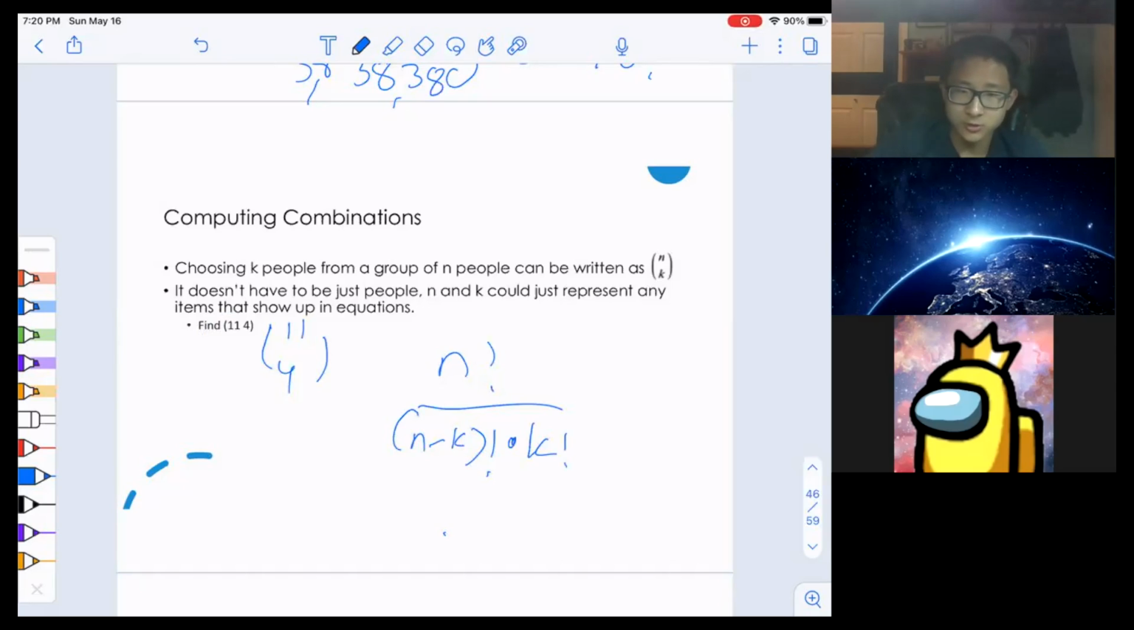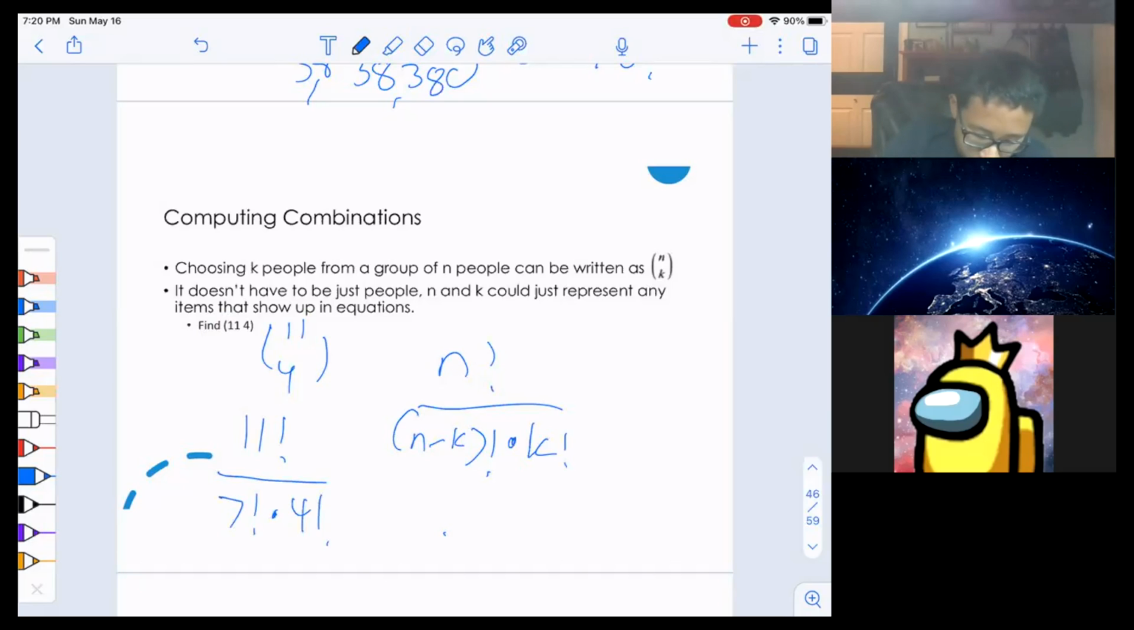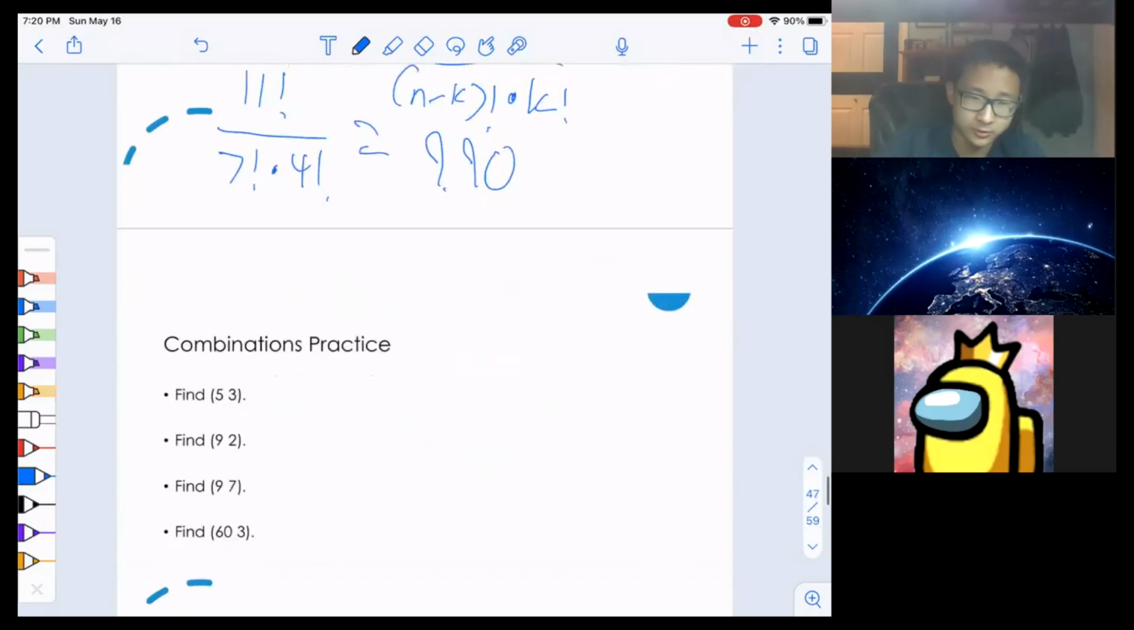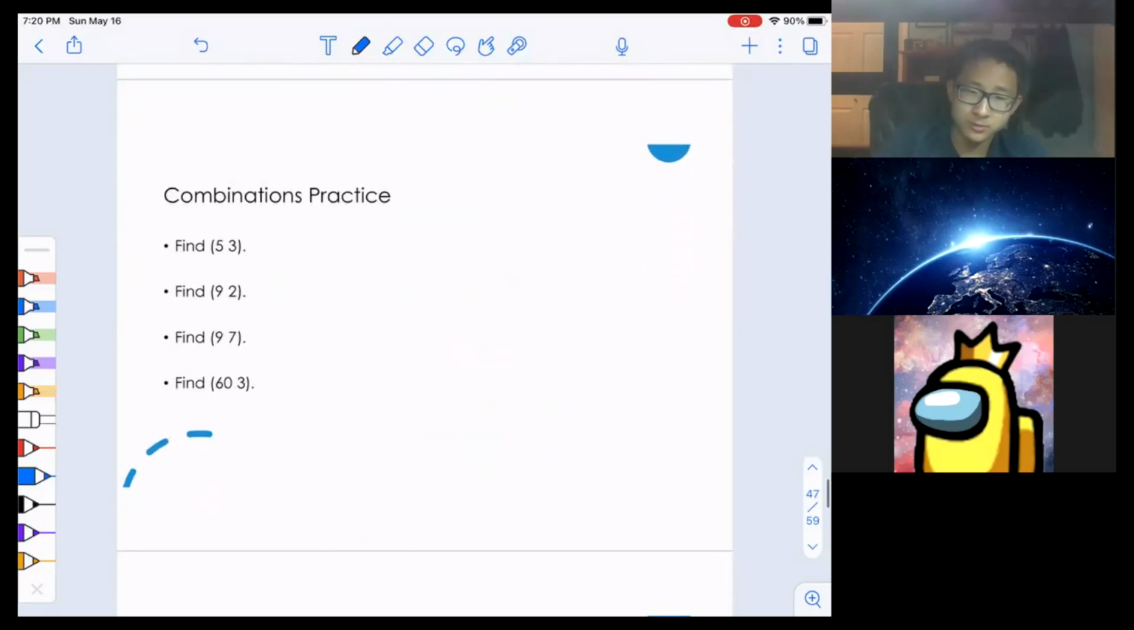Now I'm going to use the formula. Picking 4 from 11 is going to be a lot easier now. I'll just write it as 11 factorial over 7 factorial times 4 factorial, and you can probably do this really quickly. You'll get 990. So that's the answer for 4 from 11 using the formula. I have some pretty quick formula questions here. I'll give you a few moments to do this one.